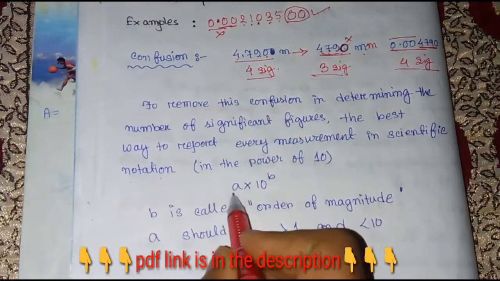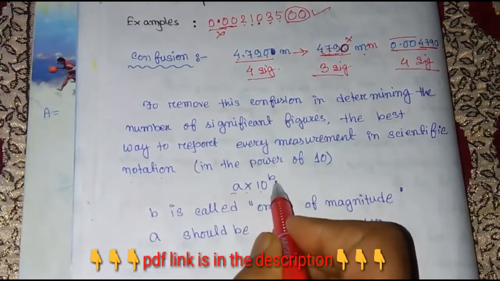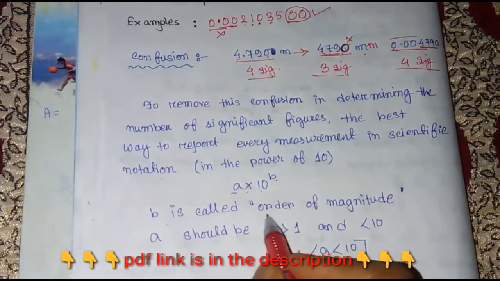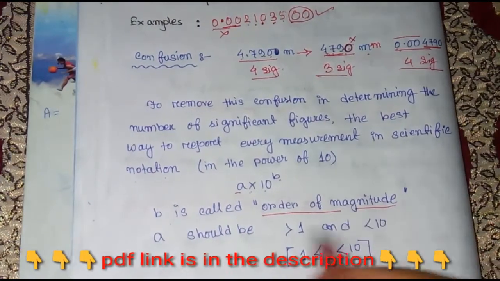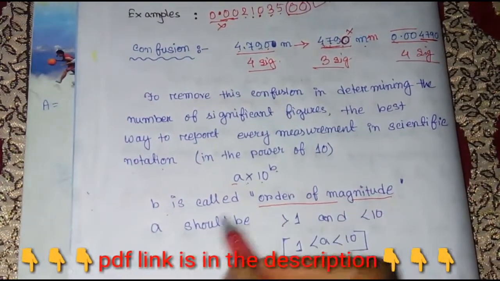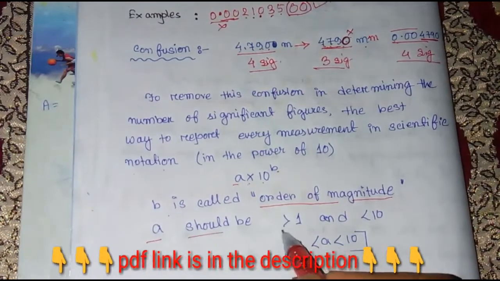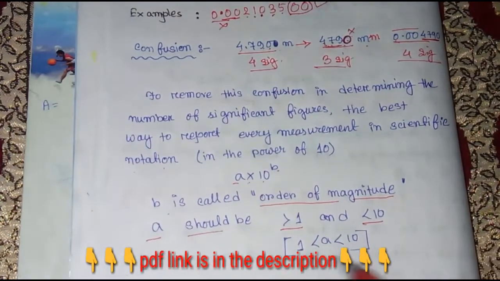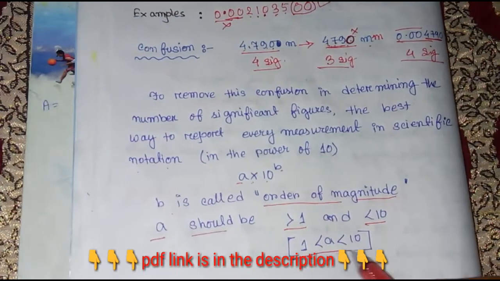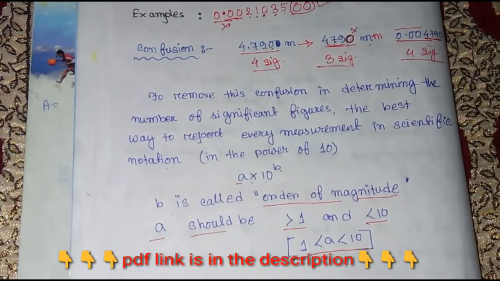Okay, so the notation looks like this: a × 10^b. Here b is called the order of magnitude, and a should be greater than 1 and less than 10. So let's see an example.